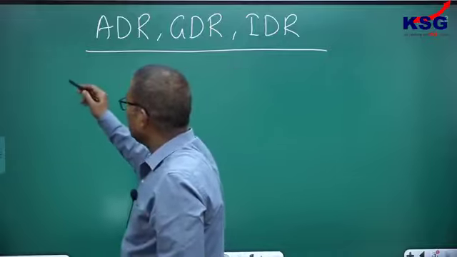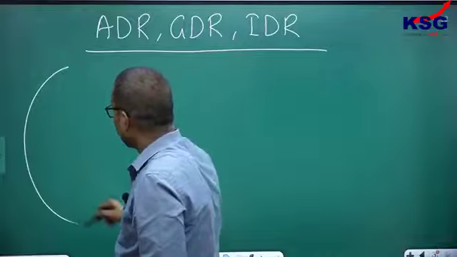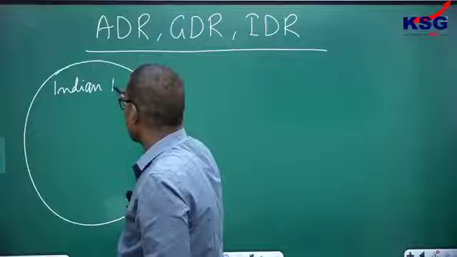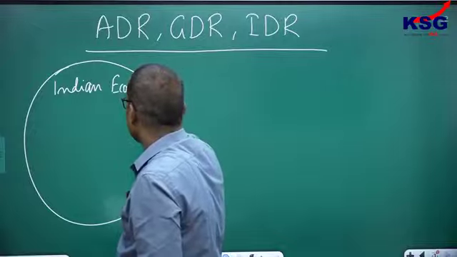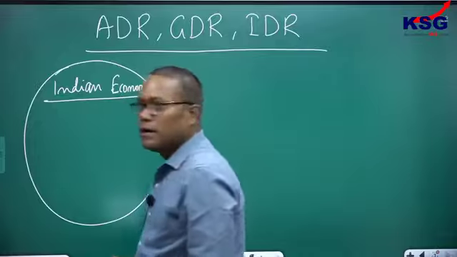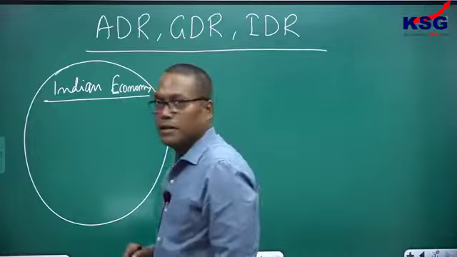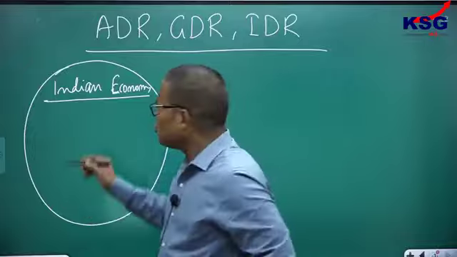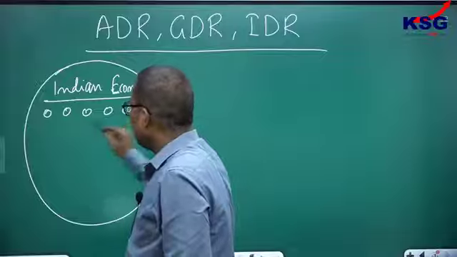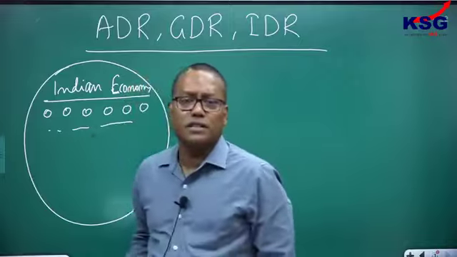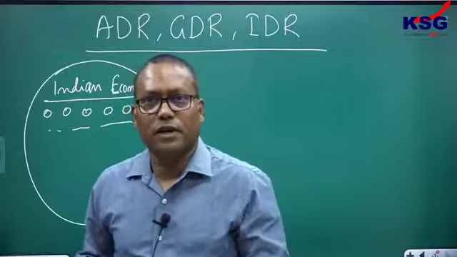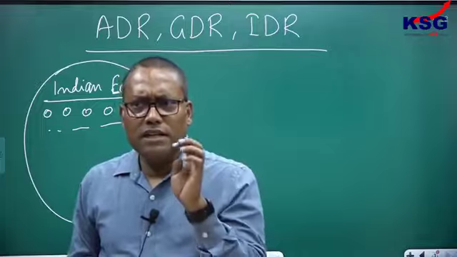So suppose you take the Indian economy as an example. In the Indian economy, suppose there are so many producing units. Really, these units have more potential to grow and develop. Okay, they have the potential, but they need funds.